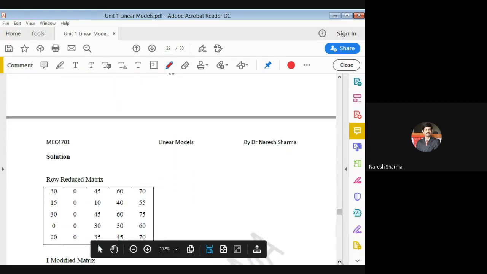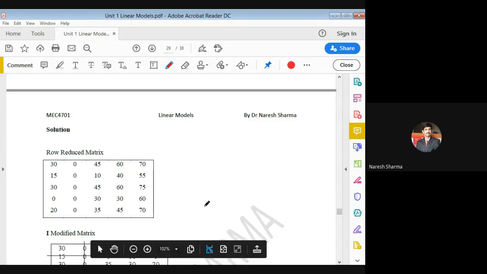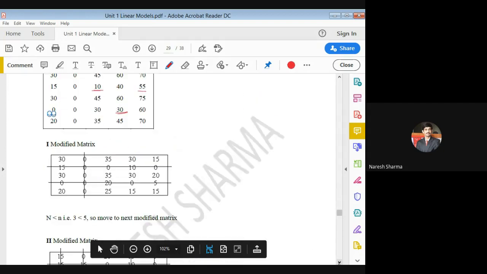You can subtract the minimum element from each row. After doing this, you can subtract the minimum element from each column. In the first column we have 0, in the second column we have all 0, in the third column we have 10. So subtract 10 from the third column, 30 from the fourth column, and 55 from your last column. Once you do that, you get this modified matrix. As in this we have 5 zeros, we can cut them by straight lines.